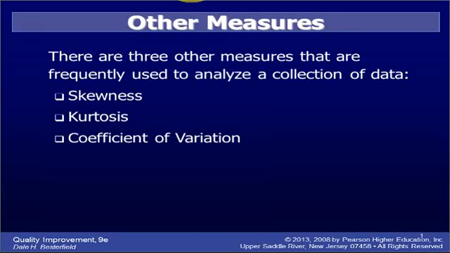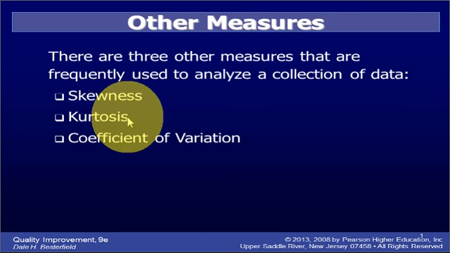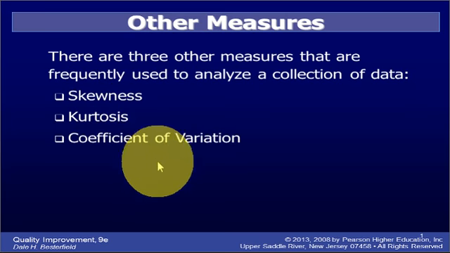So besides the frequency distribution, measure of central tendency, and measure of dispersion, there are also other measures that can help us describe a collection of data. For example, skewness, kurtosis, and coefficient of variation.